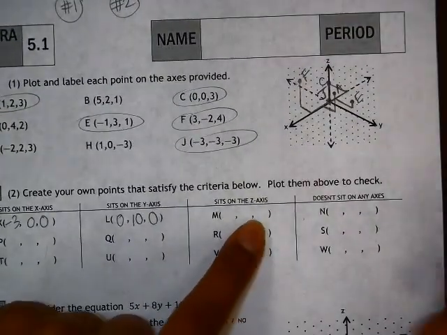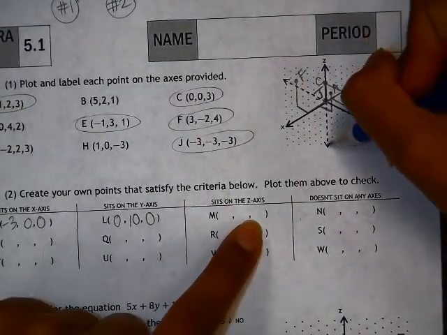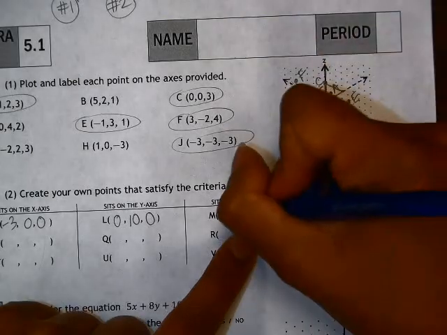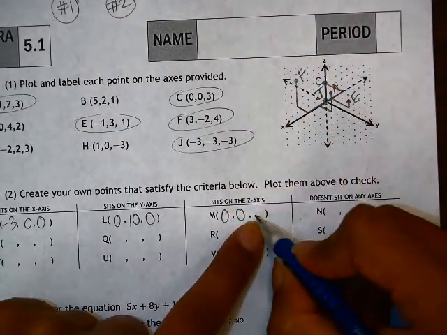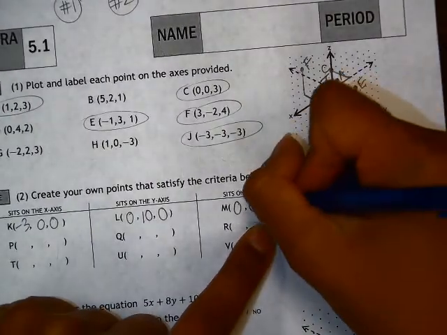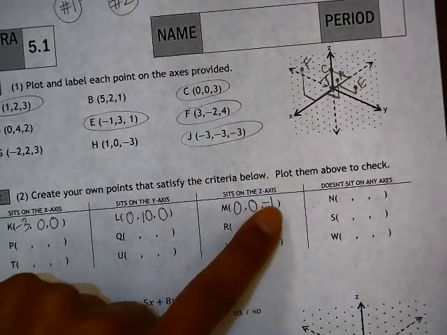If you're on the z-axis, that means the x and the y are equal to 0. And my z value can be any number. So one example would be -1, but this could be any number that you want.